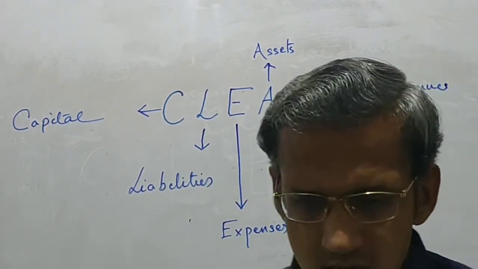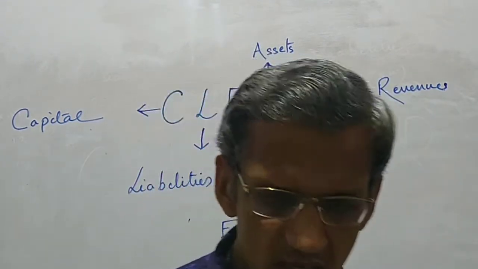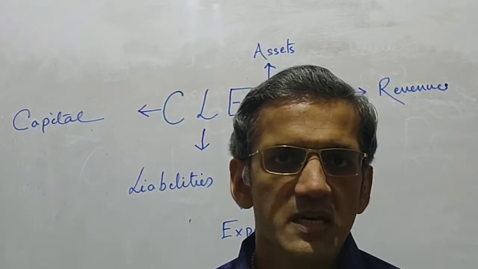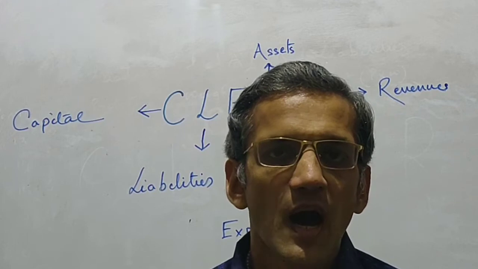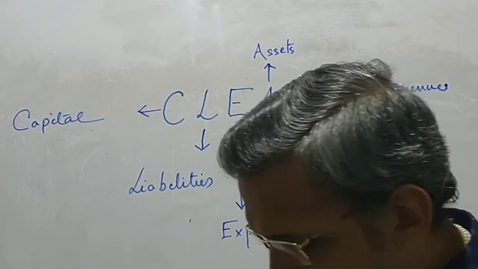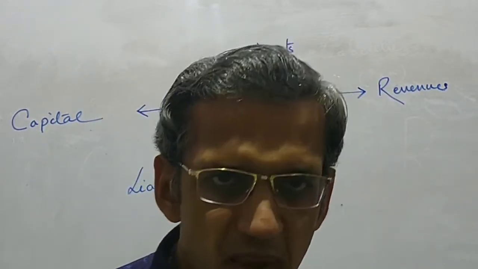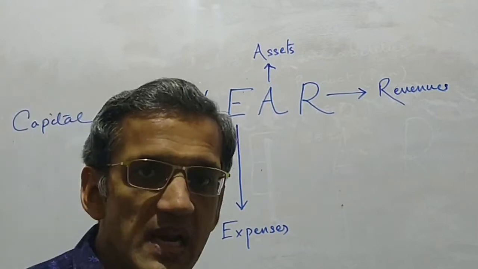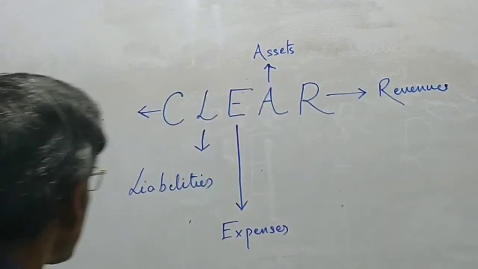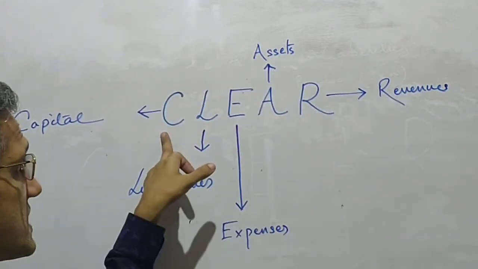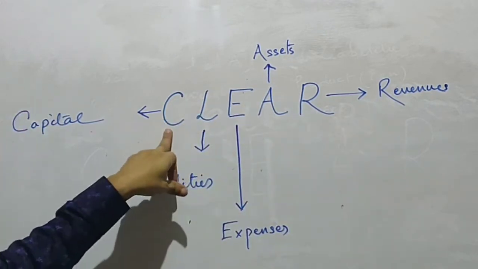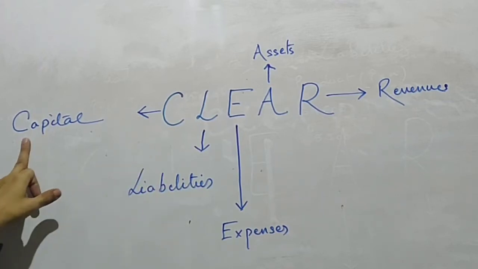C-L-E-A-R, clear. The word clear is a mnemonic and it includes 5 different words, and these 5 different words are, you can say, the whole accounting itself. Let's see what this word actually meant for, and the individual letter represents which particular word. I said clear. The mnemonic is clear.